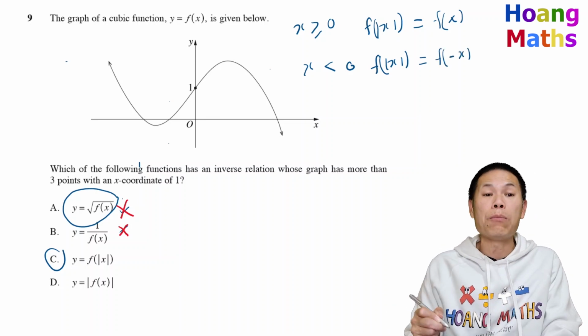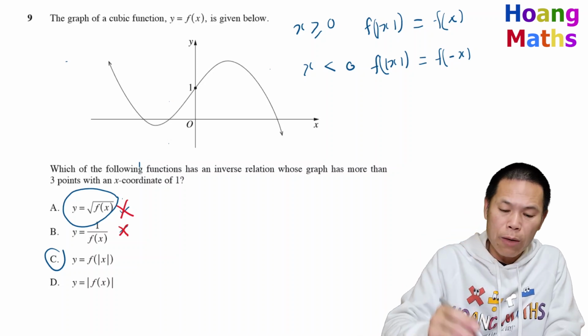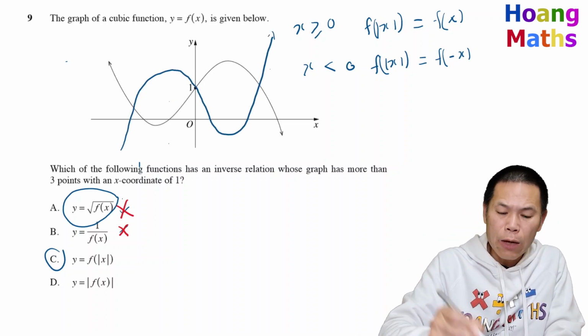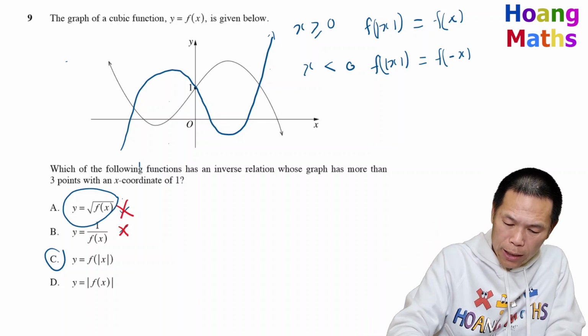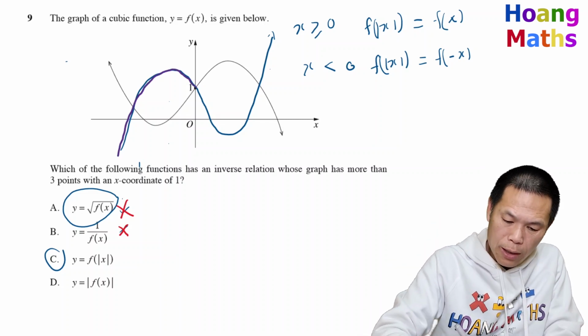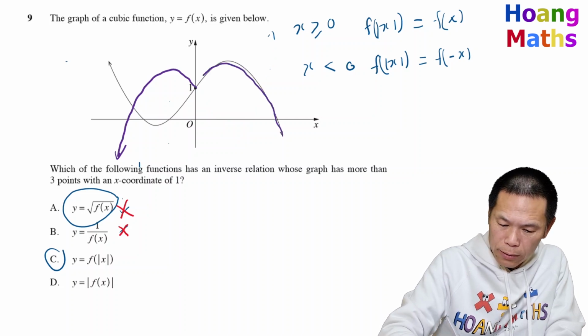So please keep that in mind, for x less than 0. And then we only need to draw the negative part. So the actual graph will be something like this. It's a reflection over the y-axis.